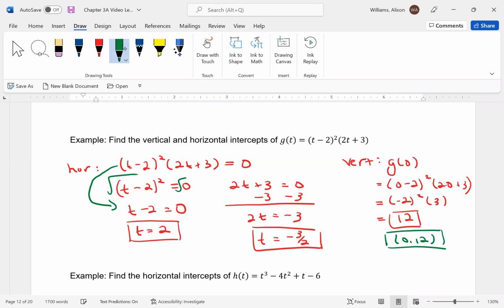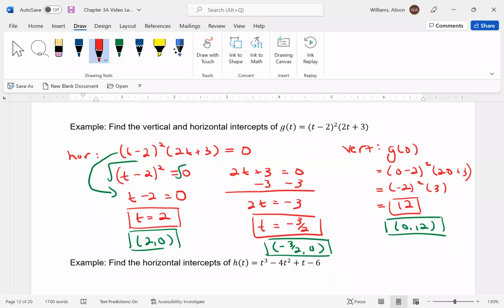And then the horizontal intercepts would be 2, 0, and negative 3 halves, 0 if they want those as ordered pairs. Otherwise, if they don't ask for the ordered pairs, we can just put the values that we just did. All right, moving along.